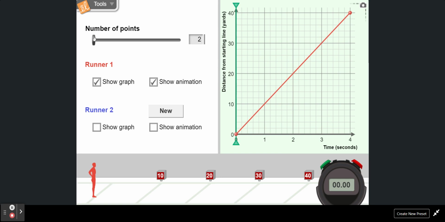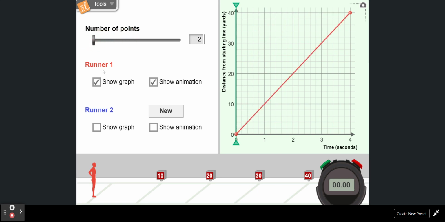Up here, we have number of points. This is the number of points on the graph. As you can see, I have two dots here, 1, 2, so 2 points on the graph. If I move this up, now this gives me 6 points: 1, 2, 3, 4, 5, 6. So there's 6 points where I can change the speed or the distance of my runner. It will always mark those evenly spaced. If I do 10, it will have them evenly spaced. If I do 2, it will have them evenly spaced.